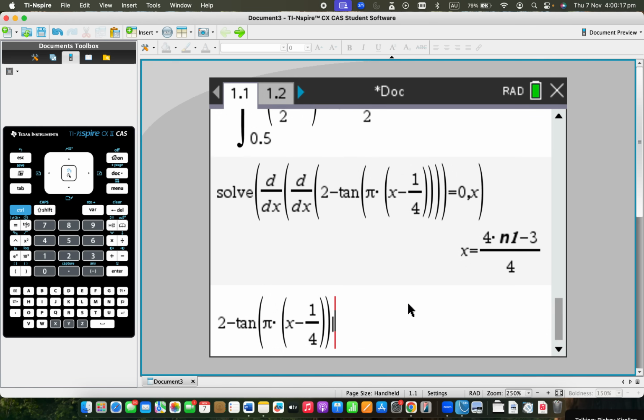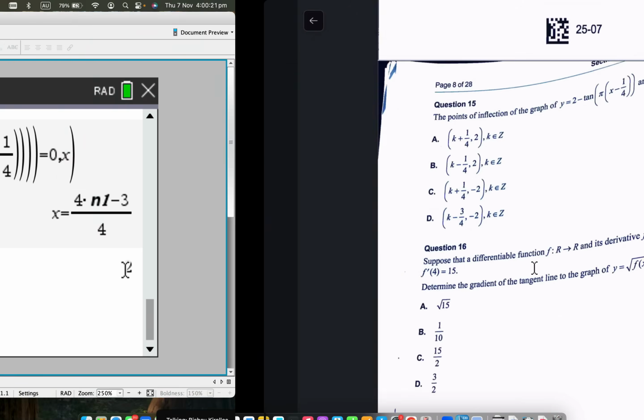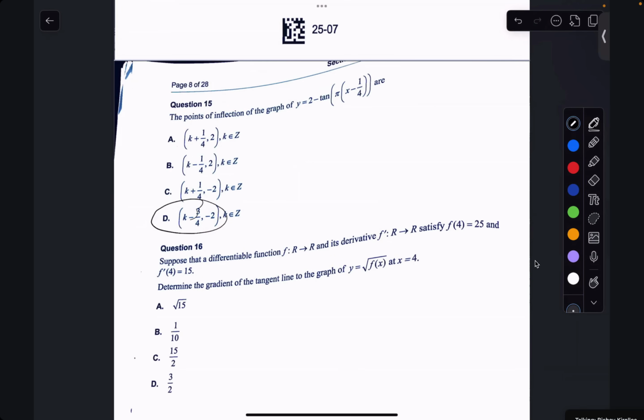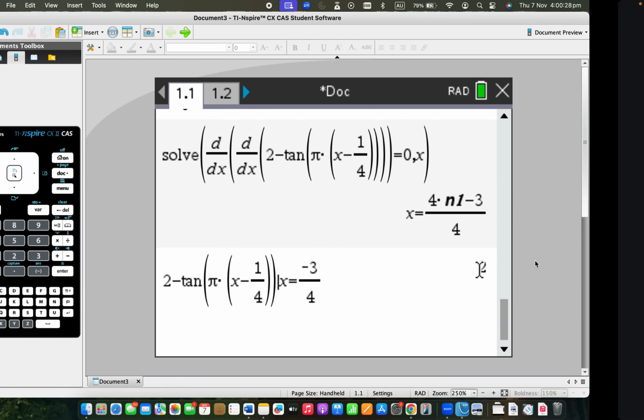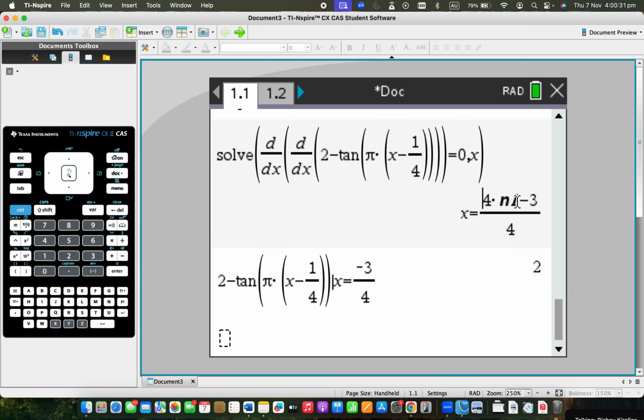So x is equal to -3/4. The y value is actually 2, so it's not going to be this option. It's going to be one of B and A. Now 4n minus 3 is actually the same as 4n plus 1, because this is 1 away from every multiple of 4, and plus 1 is also 1 away from every multiple of 4, right? So yeah, it should be A.